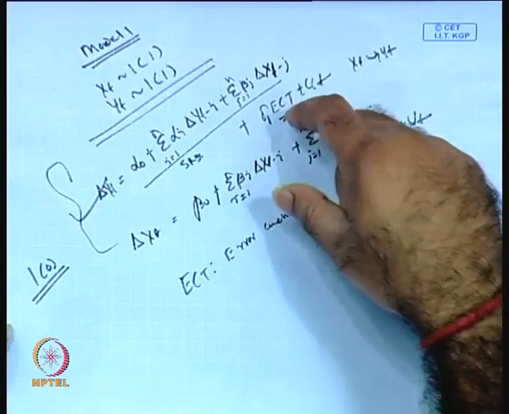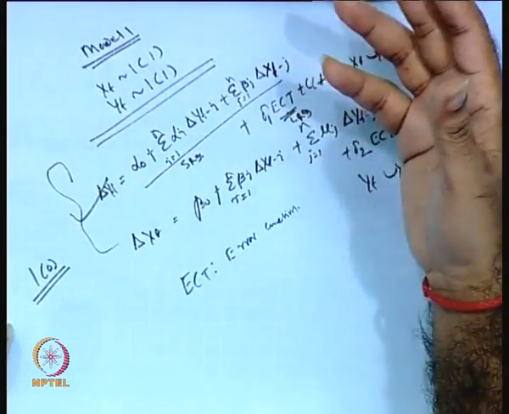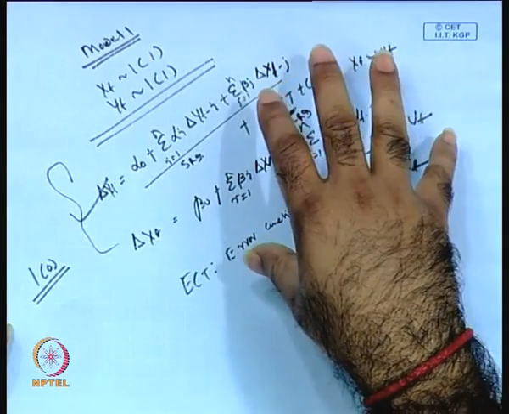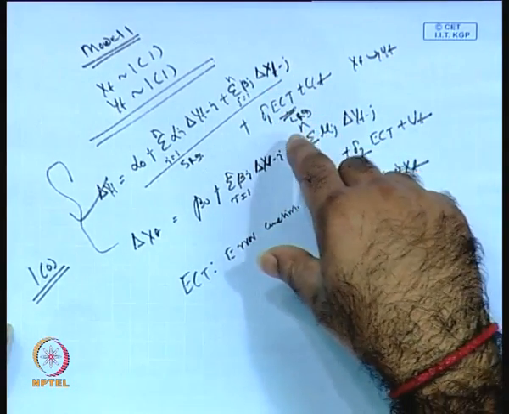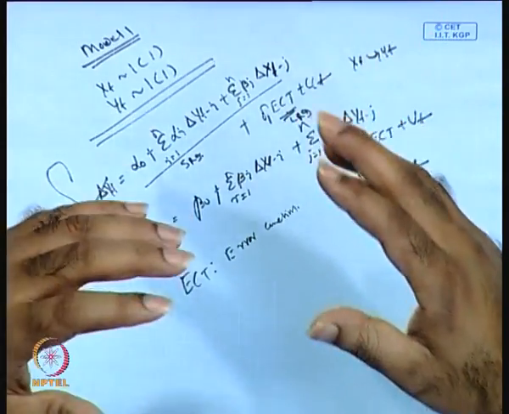So how do you get this ECT? The other items are always available. You just apply the first difference and you can get them, but in the case of ECT it is not available directly, so you have to derive it. For instance, how do you get ECT?